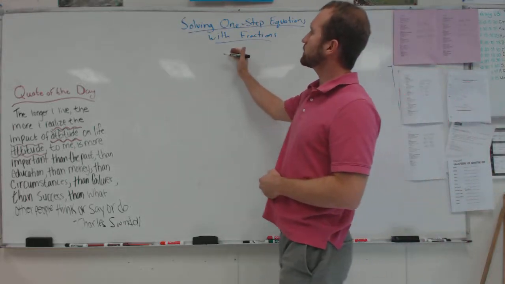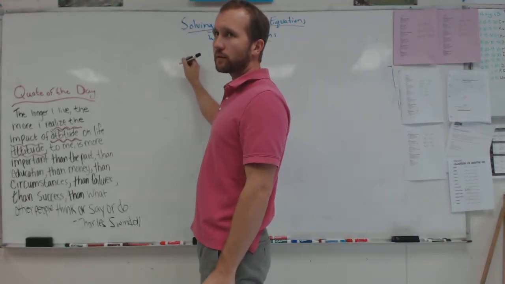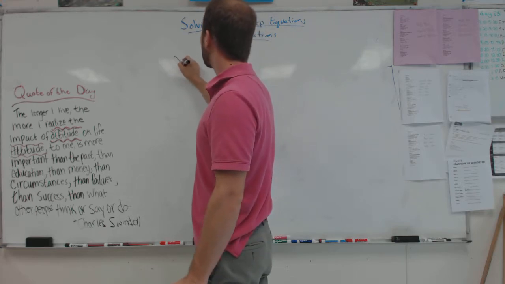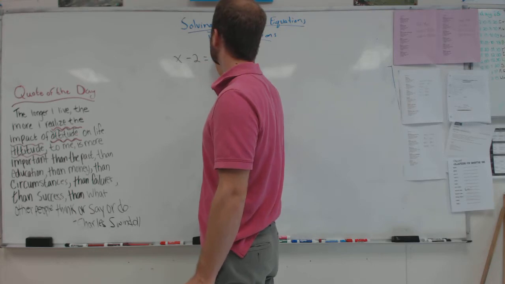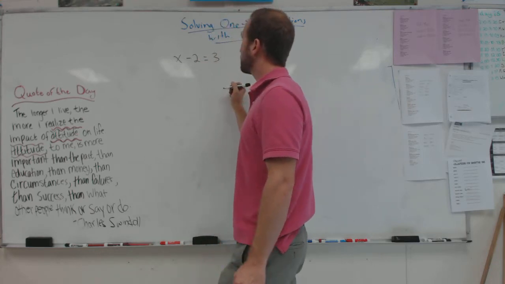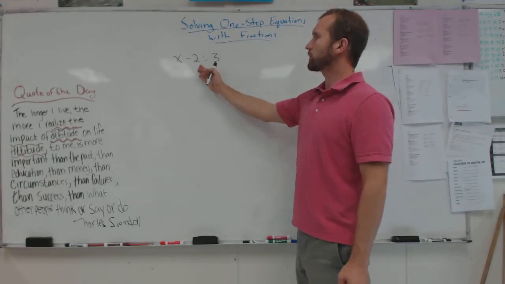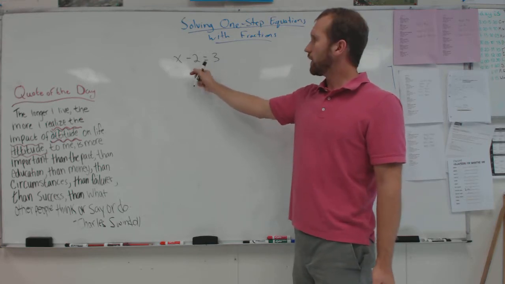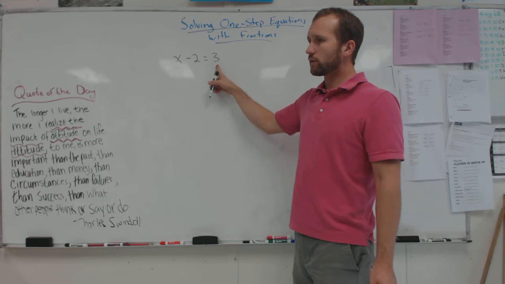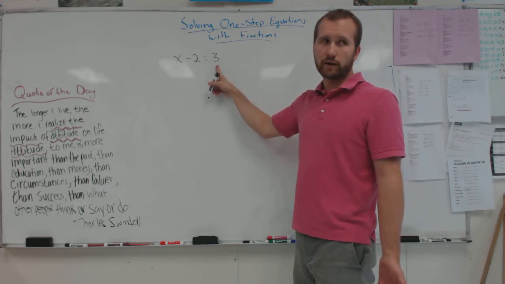So solving one-step equations with fractions, we're going to combine two things that you guys know about. We're going to combine something like this, x minus 2 equals 3, except instead of numbers, we're going to have fractions. So this is what I mean by a one-step equation. And how would you solve this? What would be your first step? Your one and only step?